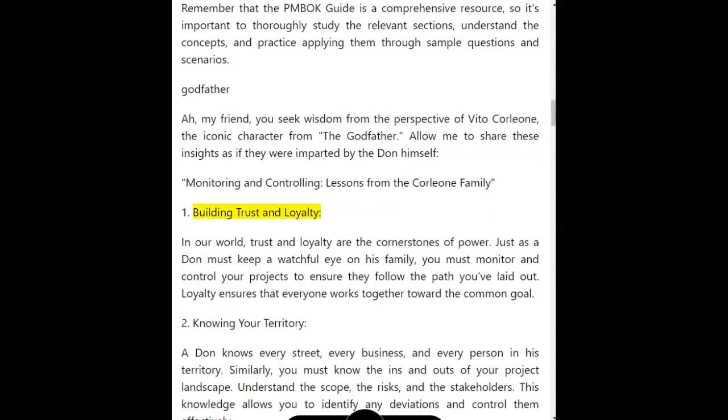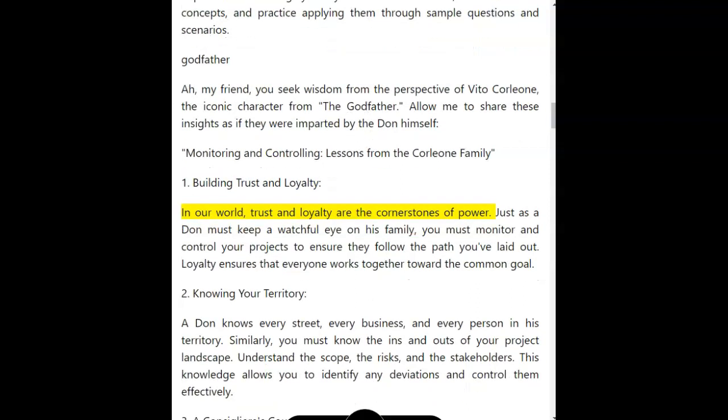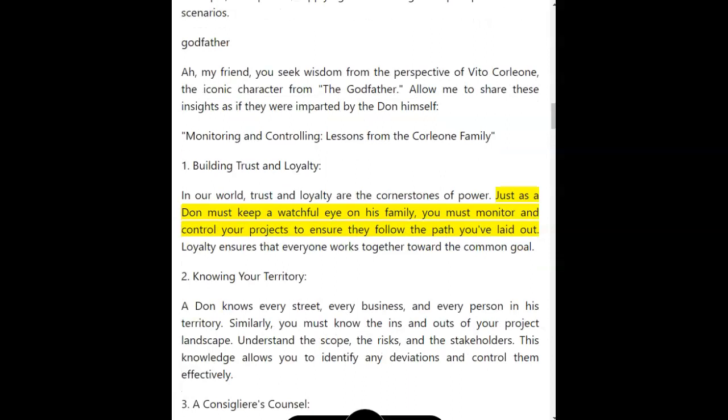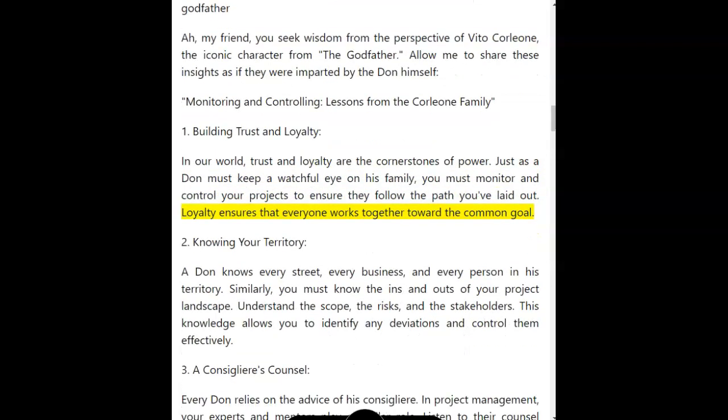1. Building trust and loyalty. In our world, trust and loyalty are the cornerstones of power. Just as a Don must keep a watchful eye on his family, you must monitor and control your projects to ensure they follow the path you've laid out. Loyalty ensures that everyone works together toward the common goal.